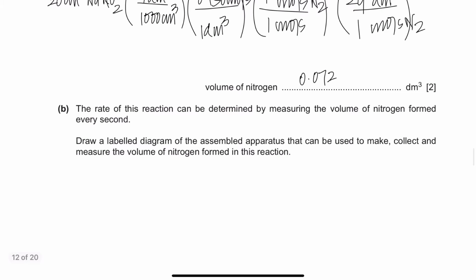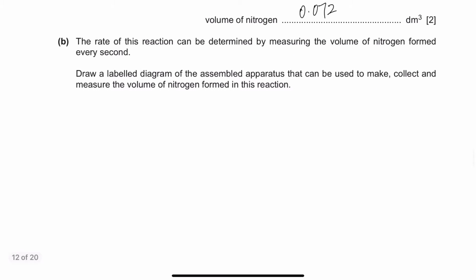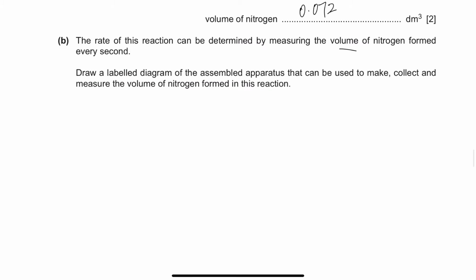Moving on, the rate of this reaction can be determined by measuring the volume of nitrogen formed every second. Now, how do you measure? Nitrogen is a gas, and remember I told you that in ATP and sometimes in theory, a volume question comes up for rate. How do you measure volume? It's saying draw a labelled diagram of an assembled apparatus that can be used to make, collect and measure a volume of nitrogen formed in this reaction. So how would you collect nitrogen and measure?